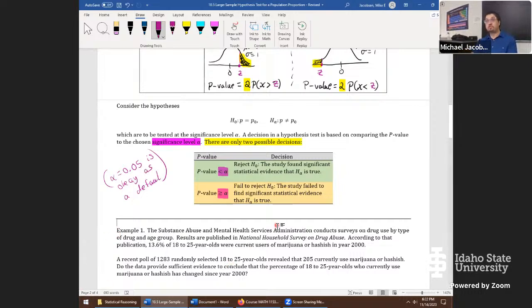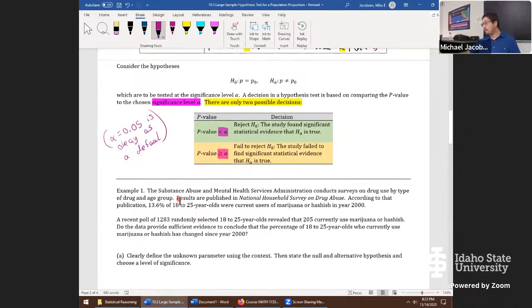Well, I think we're about ready to start working on example 1. Any questions before we start this one? Okay, so it says, the Substance Abuse and Mental Health Services Administration conducts a survey on drug use by type of drug and age group. So they are interested in the drug groups and the demographics that take that drug. They published results in the National Household Survey on Drug Abuse. So you can Google that if you'd like to get some interesting data for statistics problems.